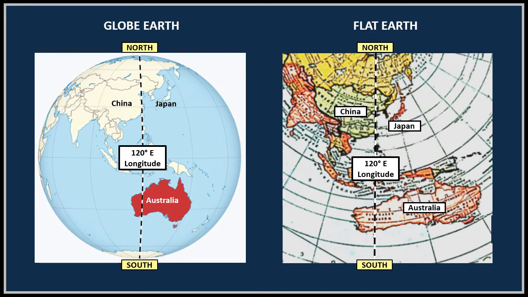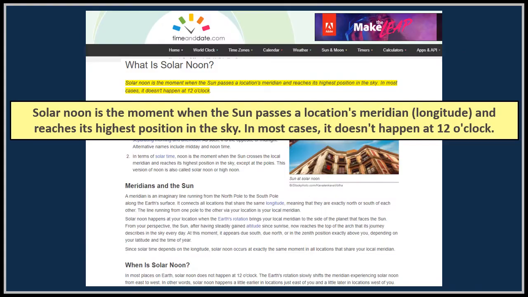And here is 120 degrees east longitude on both maps. And you can see that it cuts through eastern China on both maps and through western Australia on both maps. So solar noon is the moment when the sun passes the location's meridian, or its longitude, and it reaches the highest position in the sky. In most cases, it doesn't happen at 12 o'clock, and that is because we use time zones instead of sundials.